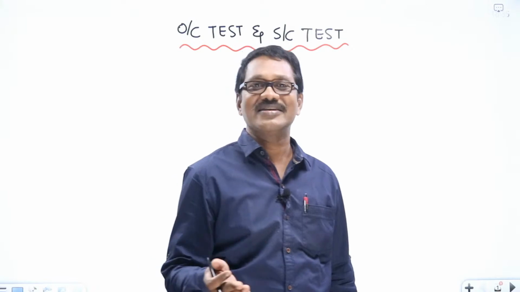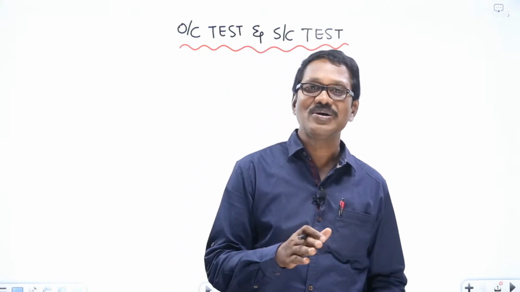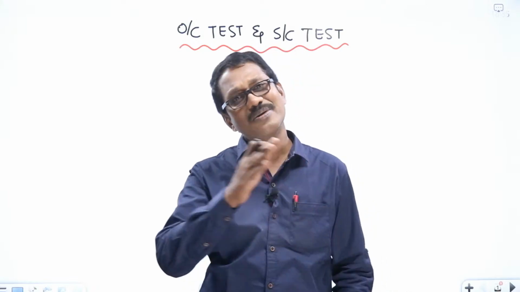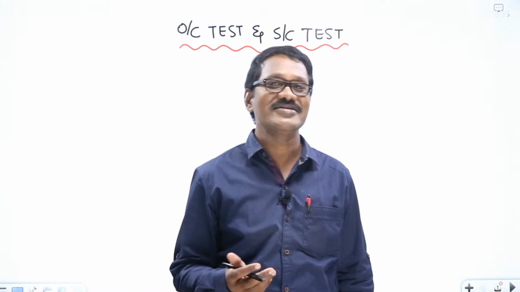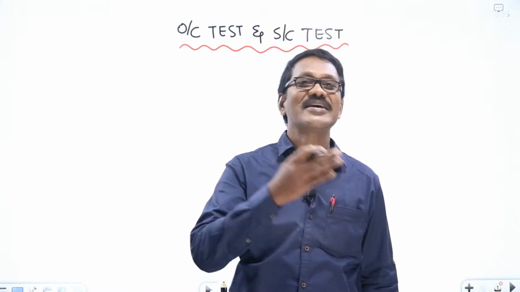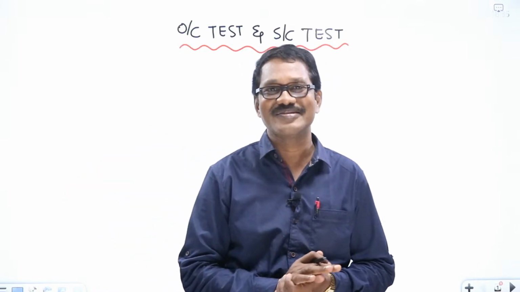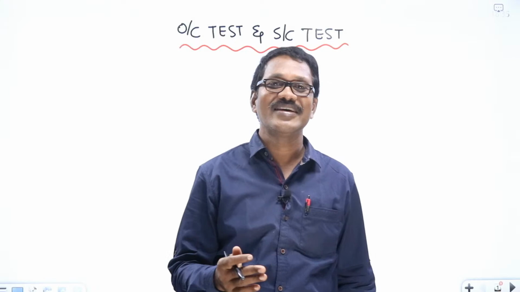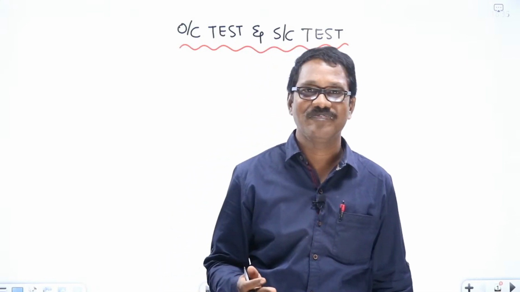But in practice this is never possible. It is able to convert the AC signal into pulsating DC only. Pulsating DC means that while converting the AC signal into DC, it leaves some of the AC components in the output also. Hence you can say that pulsating DC is a combination of AC and DC.